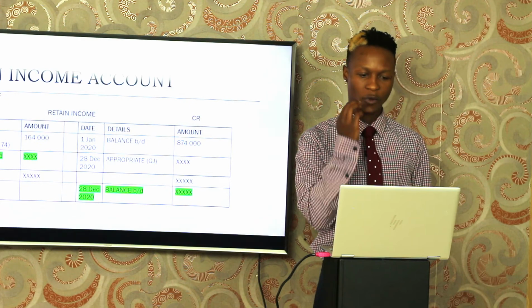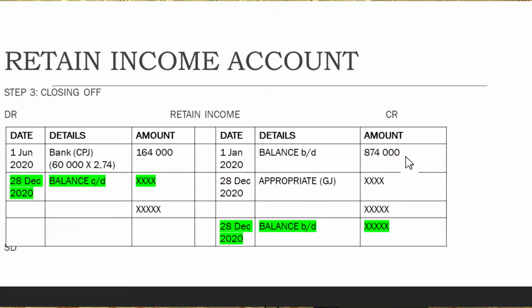On the credit side, we have our opening balance on the 1st of June 2020, 874,000, and then we have the appropriate account, which is GJ, general journal. Appropriate account, we will discuss it further in our day 4. For now, you must only know how to follow your steps. Then we have our second step, which is buybacks, which is CPJ, cash payment journal, regarded as bank. Whenever we purchase something, the money goes out from our bank account. That's why we say it's bank.